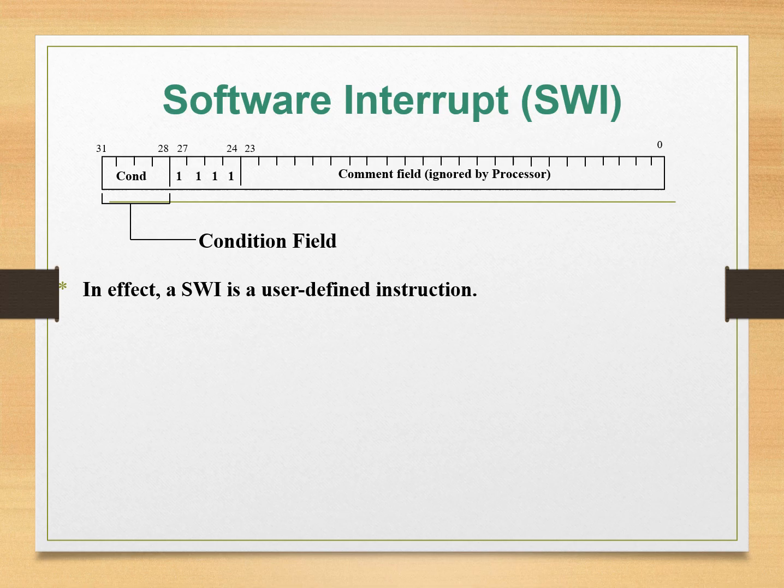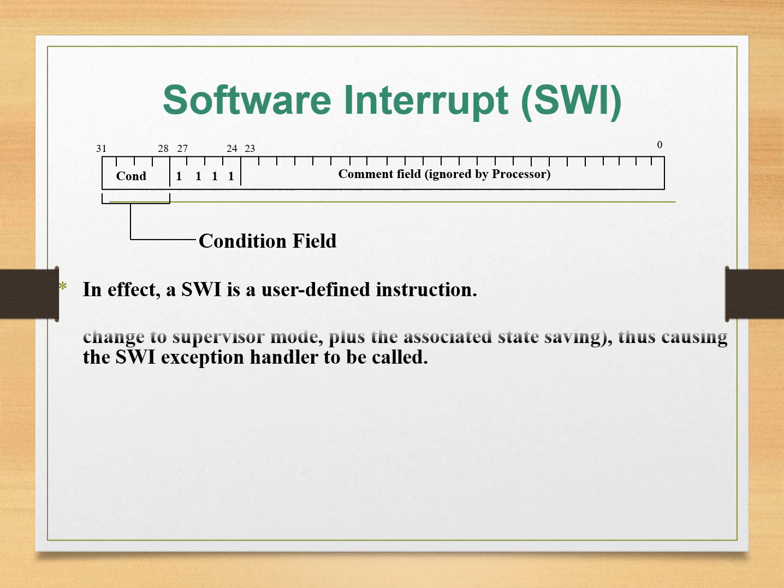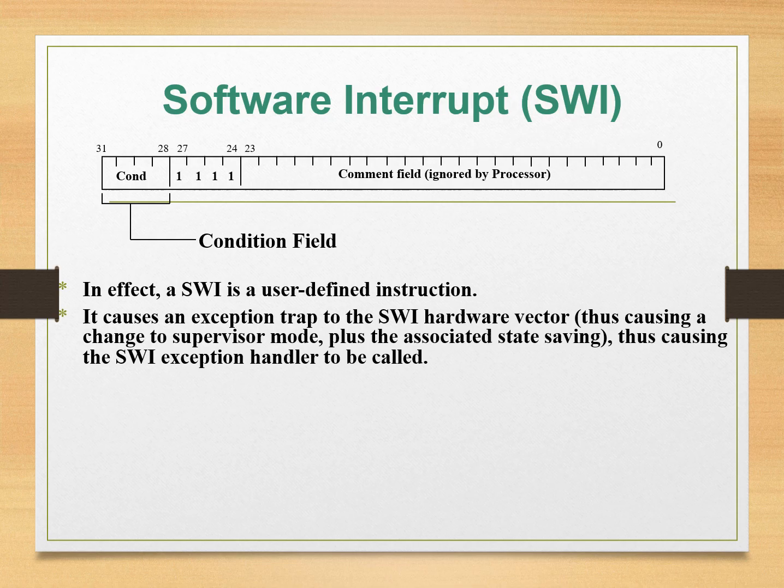Okay, and then we have the software interrupt. In software interrupt, we have a condition, then all ones for these 4 bits, and the comment field will be ignored by the processor. I'm not going to discuss this in detail because it will be another chapter. It's quite lengthy to discuss.